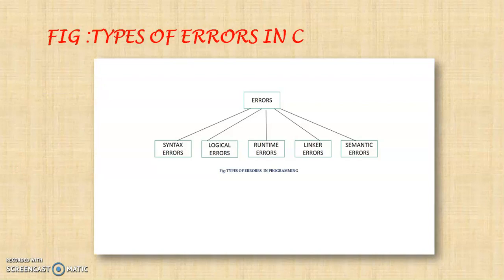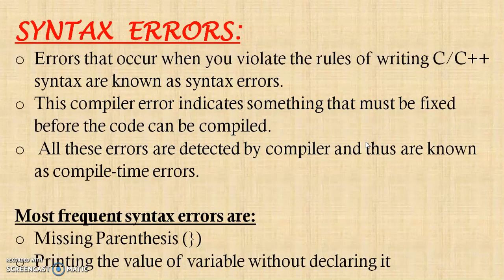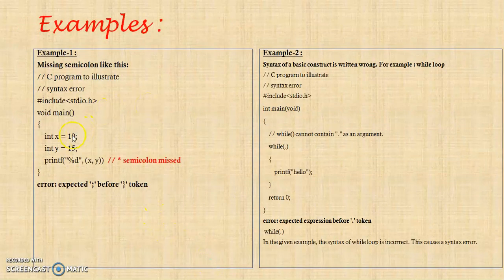We have a few types of errors. They are syntax errors, logical errors, runtime errors, linker errors and semantic errors. We'll learn all of these one by one. So what is meant by syntax errors? All C programs have to follow a proper syntax. If the syntax is missed, the program will raise a syntax error. The most frequent syntax errors are missing parentheses, printing the value of a variable without declaring it, and so on. A simple example is shown here.